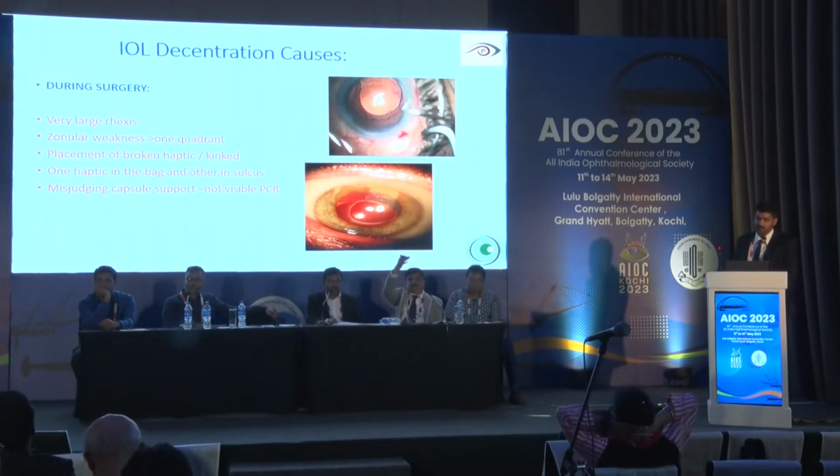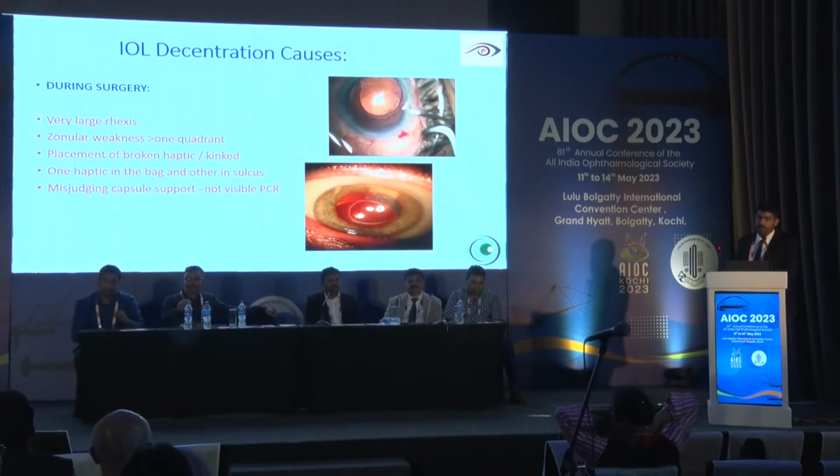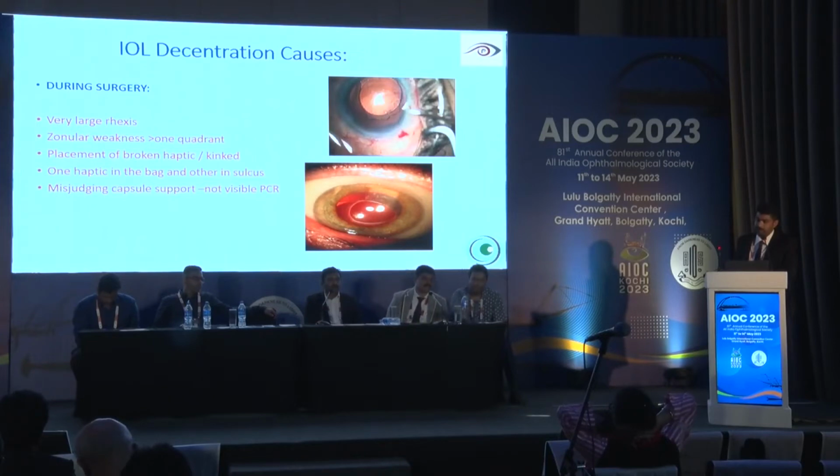Zonular weakness, anything more than one quadrant, could cause a decentration. Haptics being broken or kinked. Yes, you inject the IOL and the trailing haptic gets caught in the injector, which you somehow fight with the IOL, get it out, and you don't have the heart to actually explant the IOL and put in a new one. At this point of time, we tend to do kind of a cover up, and we think and hope and pray that the IOL won't be decentered. Even if it is decentered, we don't want it to be causing harm or symptoms to the patient, but sometimes it could.